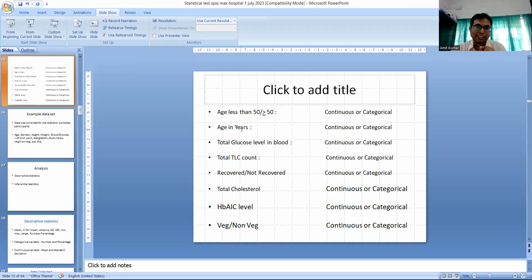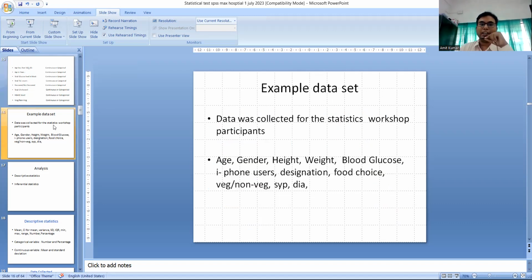Now the second one, age in years, which type of variable? Continuous. Everyone agrees? Yes. Total glucose level in the blood? Continuous. Total TLC count? Continuous. Recovered, not recovered? Categorical. Total cholesterol? Continuous. HbA1c level? Continuous. And vegetarian and non-vegetarian? Categorical. If these two things are clear to you, then my work will be very simple to give the demonstration of which type of test we apply when.